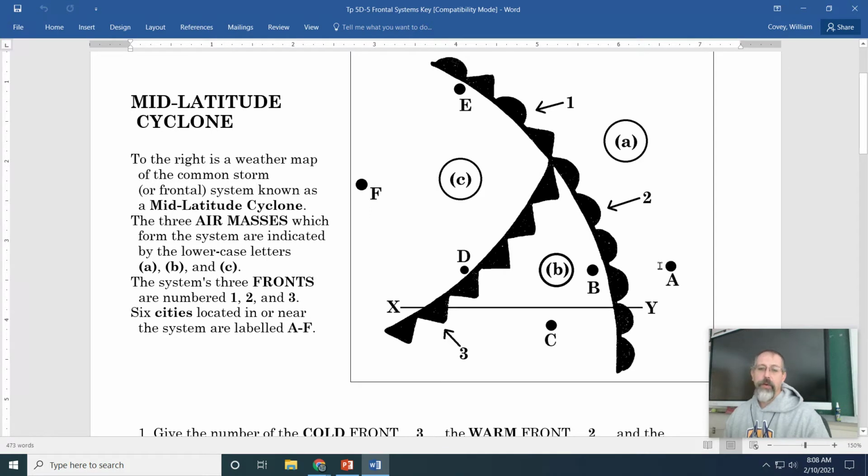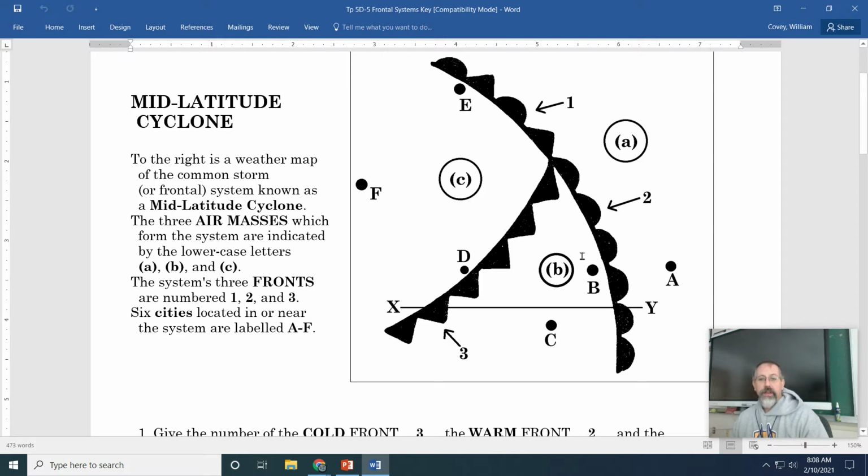City A is out in front of a warm front by, we don't have a scale, but a fair distance. And remember, these fronts are the ones that were gently sloping at a low angle. And so about a day ahead of time, you're going to start to get clouds, first really high ones. And then as the front gets closer, the clouds get lower and lower and lower and thicker and thicker. So city A is about to become, or is gradually becoming, overcast.